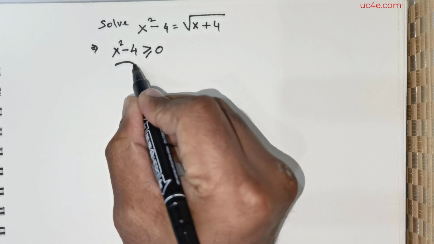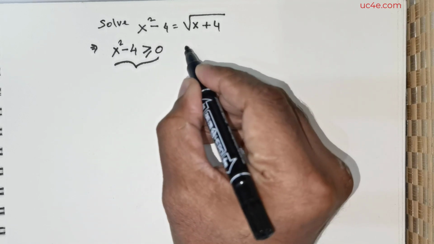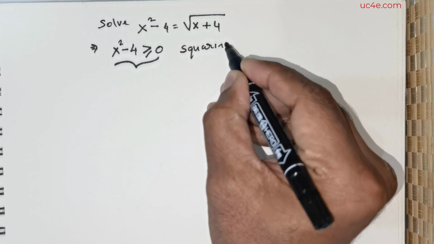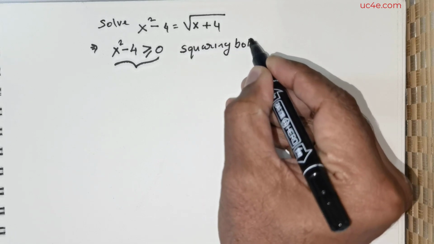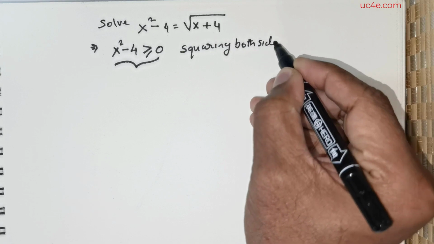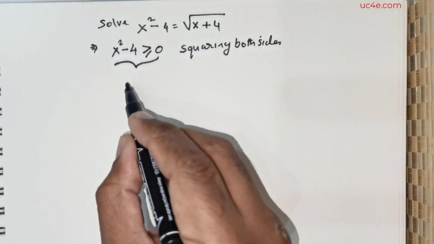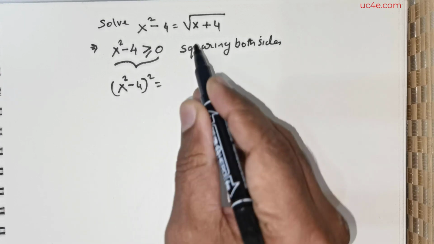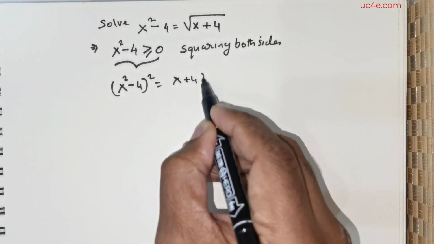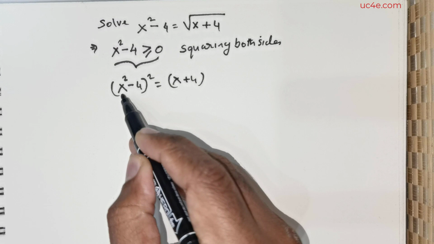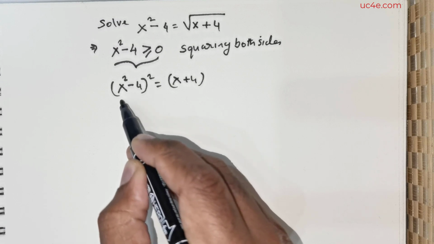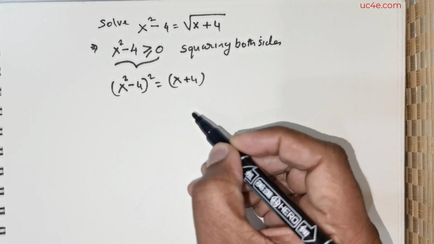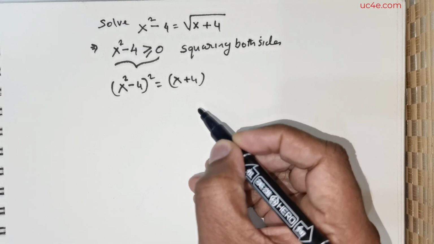Now because of this fact, what I would like to do is square both sides. So this is going to give me (x squared minus 4) raised to the power of 2 is equal to x plus 4. So clearly you can see the degree of this particular equation is going to be 4. And we are expected to solve this.